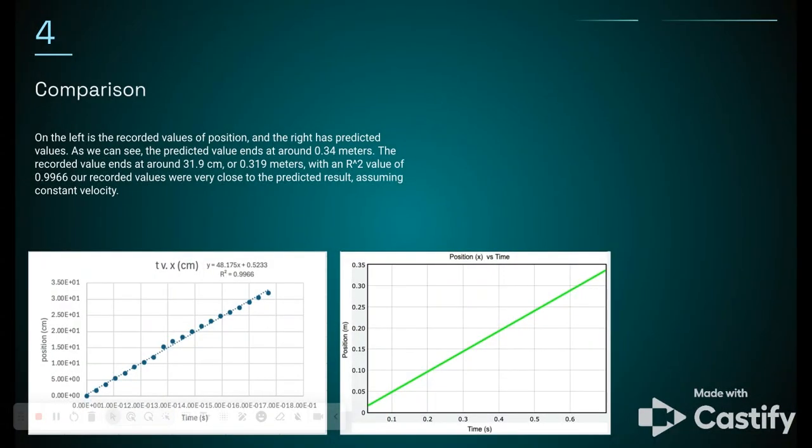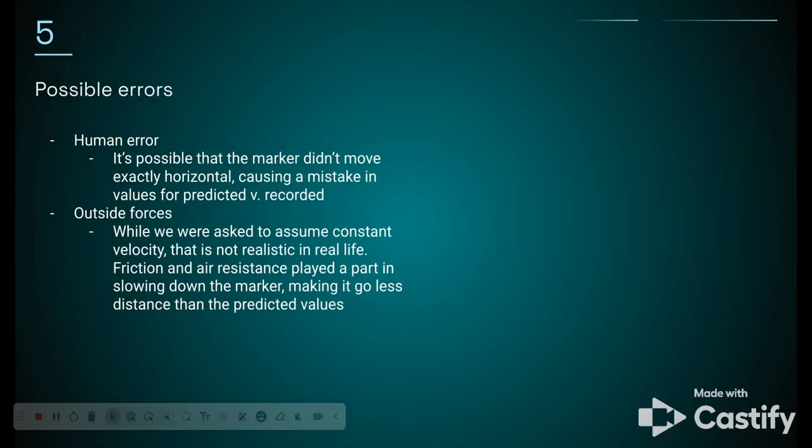Now for the comparison. On the left is the recorded values of position, and the right was predicted values. As we could see, the predicted values ended around 0.34 meters. The recorded value ends at around 31.9 centimeters, or 0.319 meters. With an R-squared value of 0.996, our recorded values were very close to the predicted result, assuming constant velocity. This occurred in a way where the recorded results were less than the predicted results, but still pretty close.